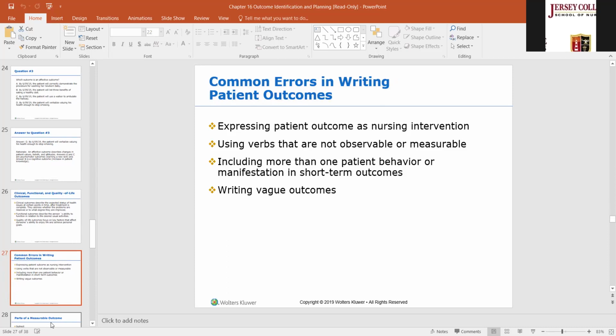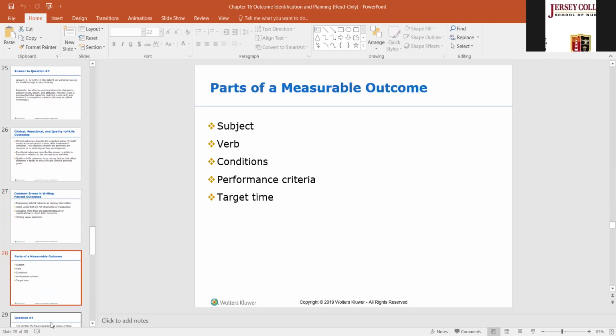Expressing the patient outcome as a nursing intervention is a common issue, okay? Our interventions are things we're going to do to achieve that outcome. Other common errors are using verbs that are not observable or measurable, including more than one patient behavior in the short-term outcome, and writing vague outcomes. So again, they have to be clear, specific, and measurable. They'll have a subject, a verb, conditions, criteria, and the time in which we expect to do it.